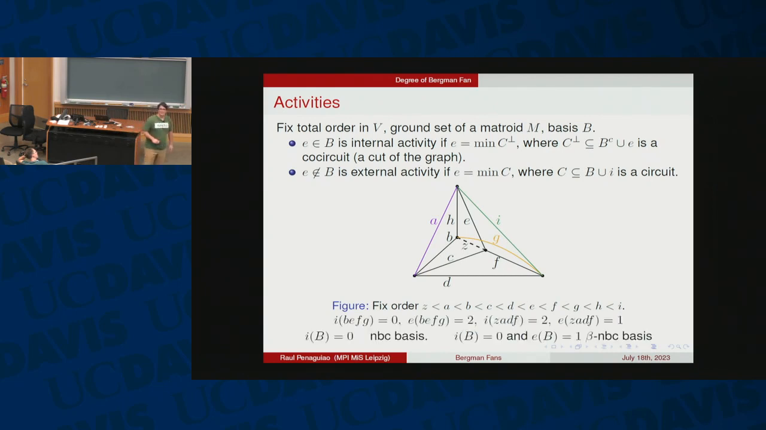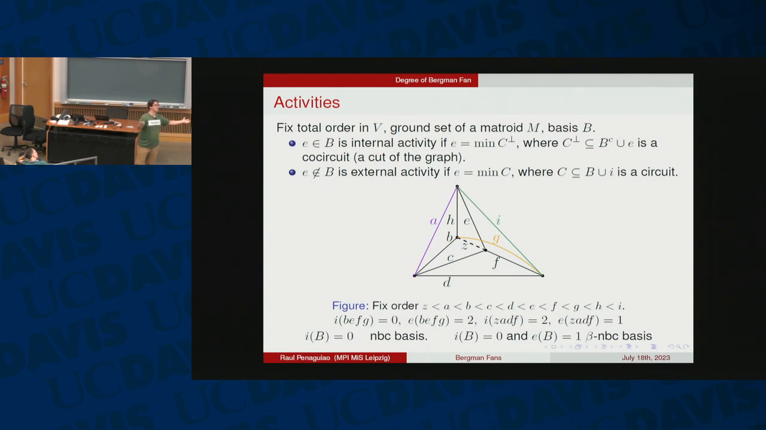And it turns out that the number of bases with a fixed amount of internal activities and external activities will arise in the Tutte polynomial. So this will be one chromatic invariant of your matroid. If you count these bases, you always get this number. It does not depend on the order. And these bases have a specific name. They are called NBC bases and beta NBC bases. I guess the takeaway from this slide is that there are these numbers and there are these special bases.